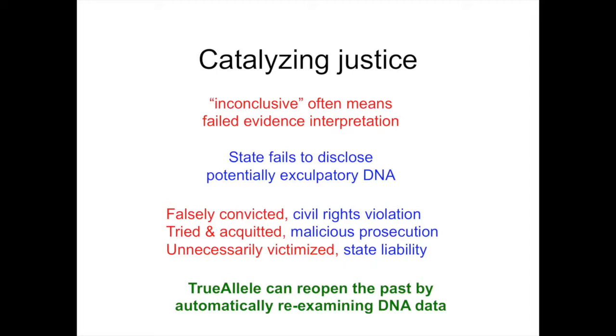A false conviction is a civil rights violation that can be remedied, at least financially, later on. If someone is tried and acquitted, ultimately, based on bad DNA evidence, there's a potential for malicious prosecution. And if people are unnecessarily victimized because of crimes that shouldn't even have happened from criminals who've been released, there's liability. And one of the features of TrueAllele is that it's not a person, it's a computer.